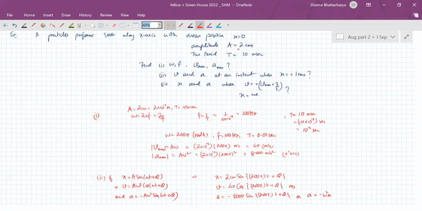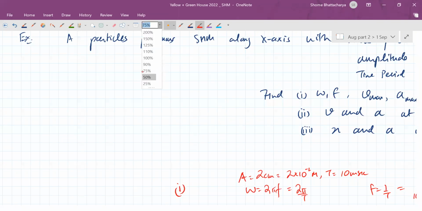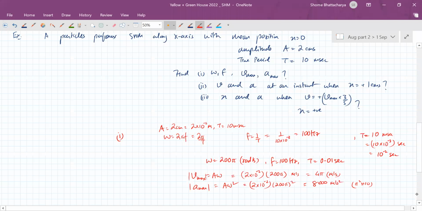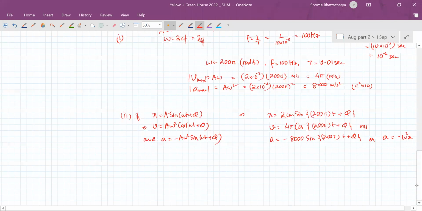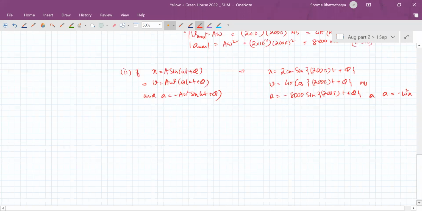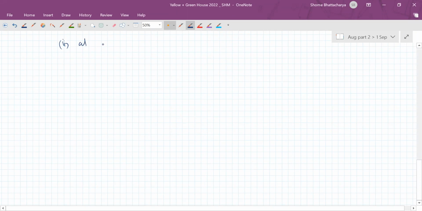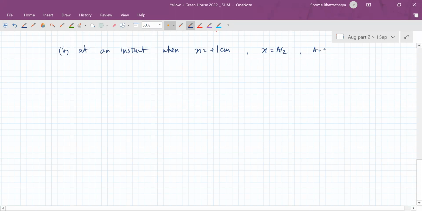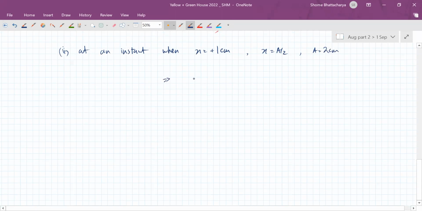So see, one easy way to approach this second part is that at the instant when x is equal to plus 1 centimeter, it's at A by 2, plus A by 2, because we know that the amplitude was 2 centimeters. So that means A sine omega t plus phi at that instant is plus A by 2. So that means sine omega t plus phi was plus half.